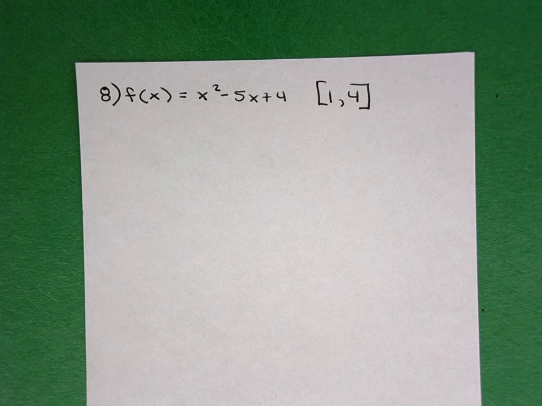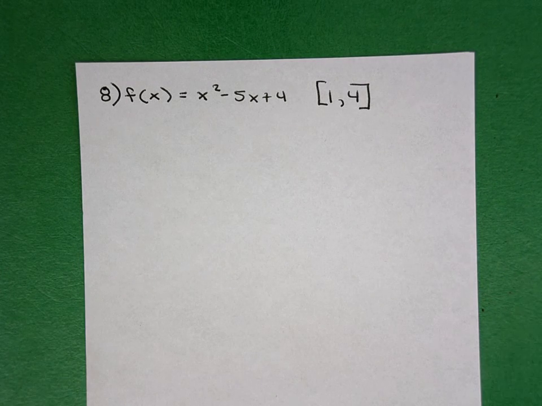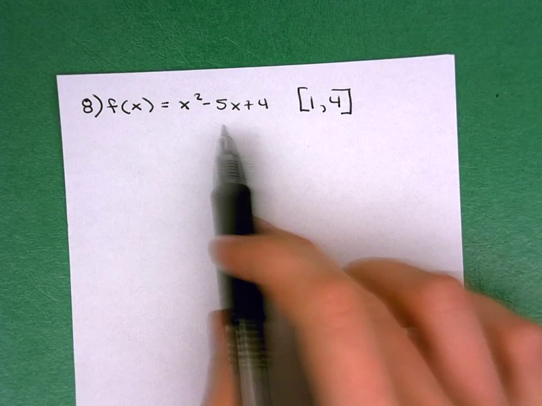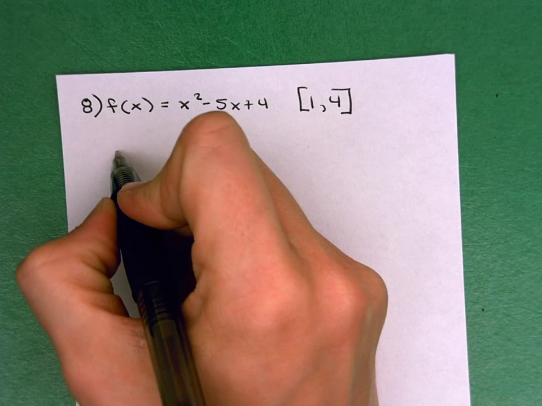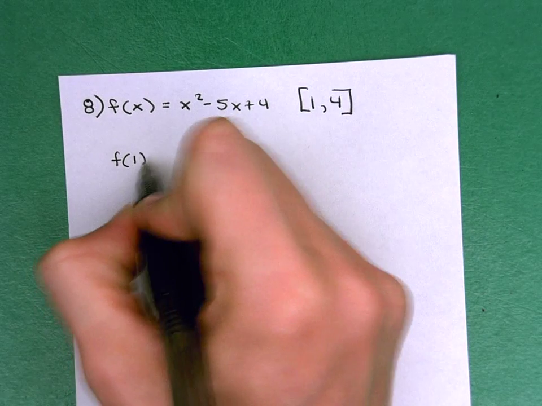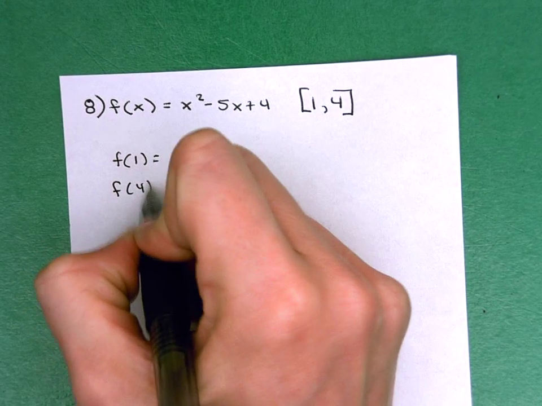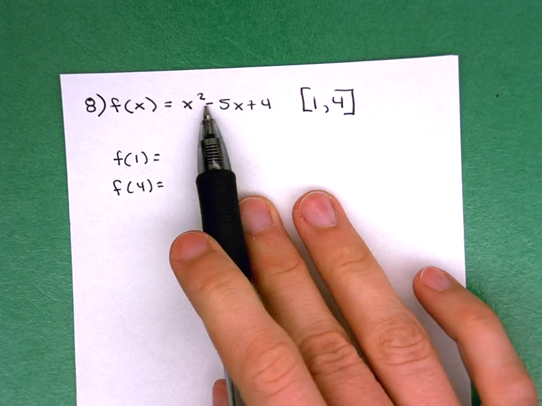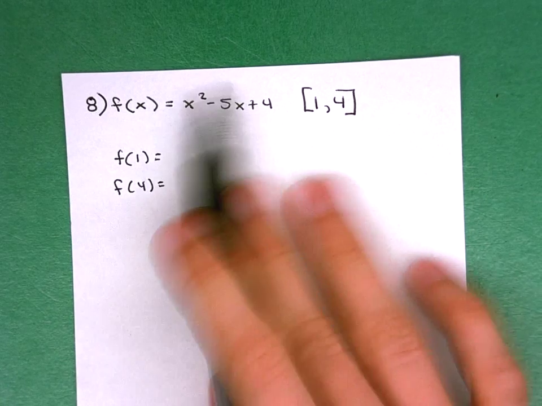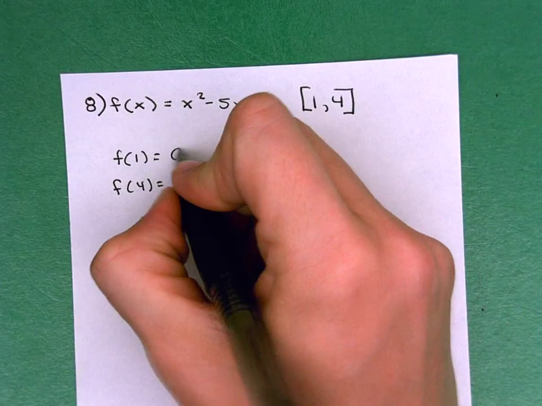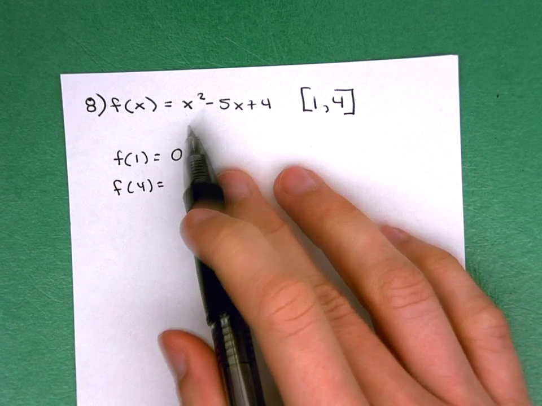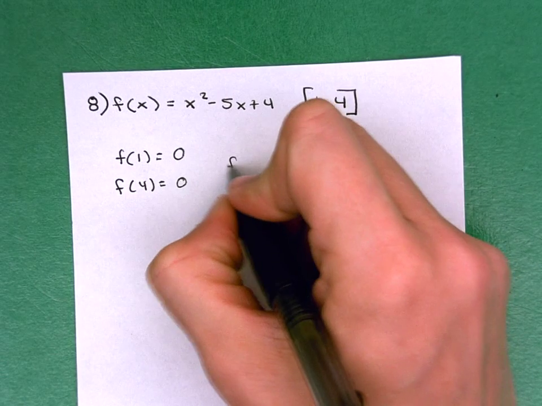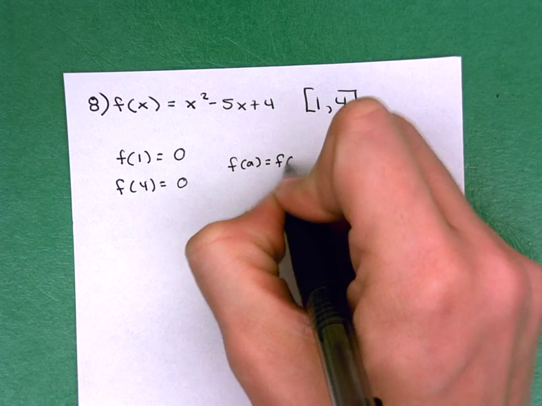And so then that final step is, does f of a equal f of b? I've got my two endpoints here, a and b, and I need to plug them into f to make sure that they generate the same value. So I'm going to plug in 1, and I'm going to plug in 4. When I plug in 1, I get 1 squared, which is 1, minus 5 times 1, so 1 minus 5, which is negative 4, plus 4, which is 0. And when I plug in 4, I get 16 minus 20 plus 4, which is also 0. And so yes, f of a does in fact equal f of b.